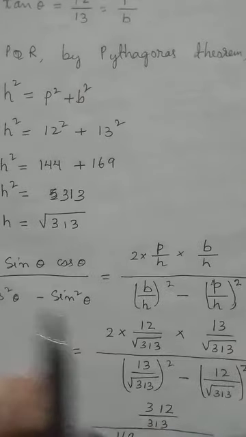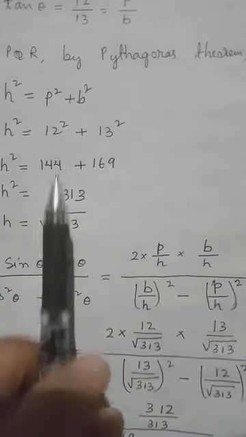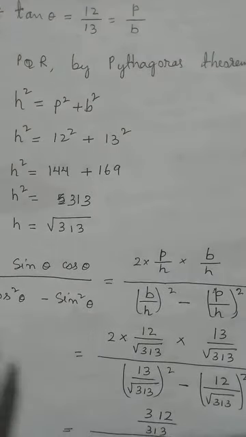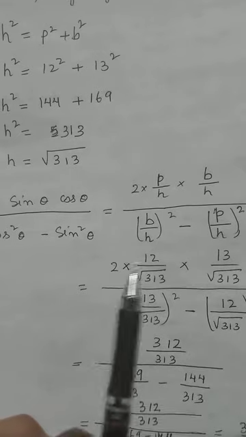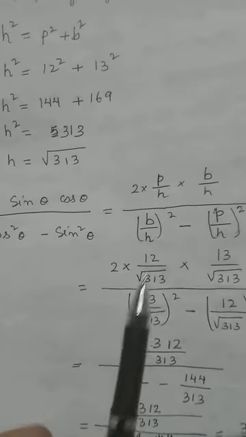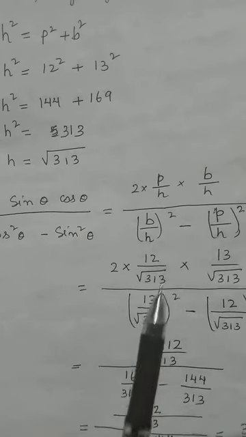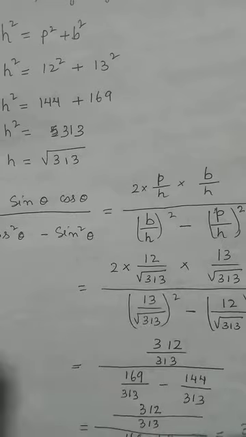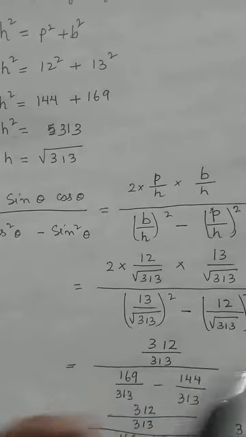But here we have square, so let's put square. So let us replace all the values now, because we know p is 12, b is 13, h is equal to square root of 313. So this 2, let it remain 2. Then we have p by h, p equal to 12, and h equals square root 313. Here also we know b equal 13, h equal to square root 313. Then in the denominator also we replace the same way.